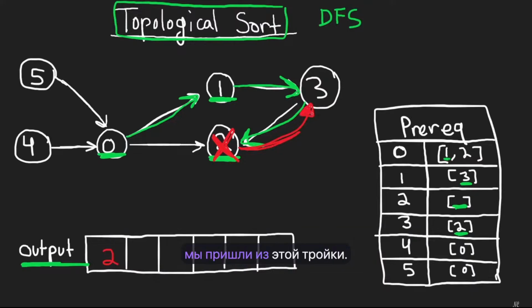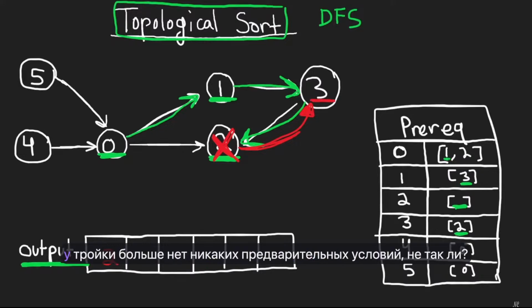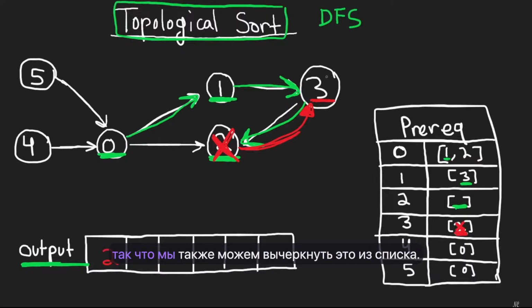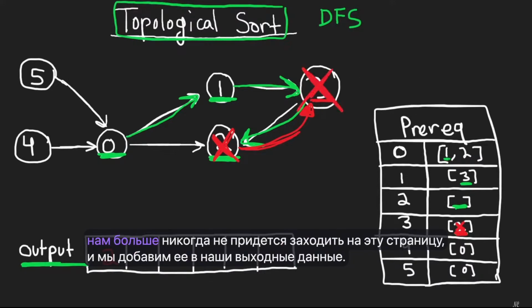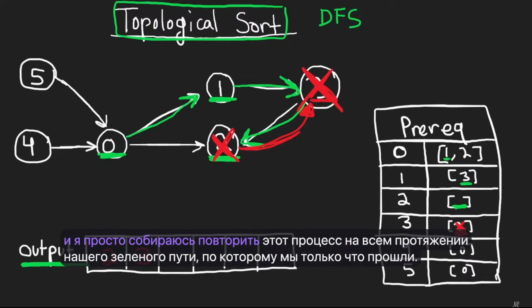We came from this 3. So now that 3, look, 3 does not have any more prereqs, right? We've already visited 2. It doesn't have any more prereqs. So we can also cross it out. We never have to visit it again, and we add it to our output. And I'm just going to repeat this process all the way along our green path that we just went along.